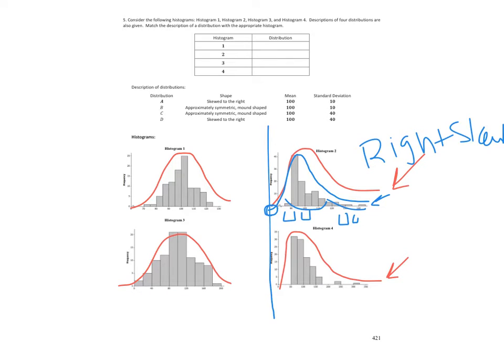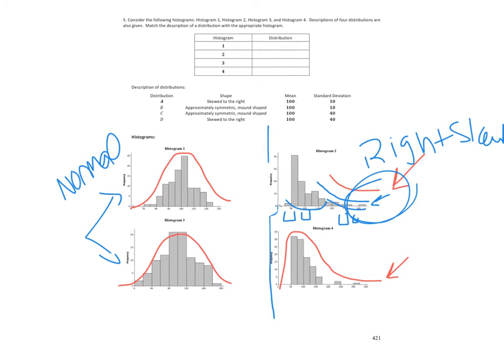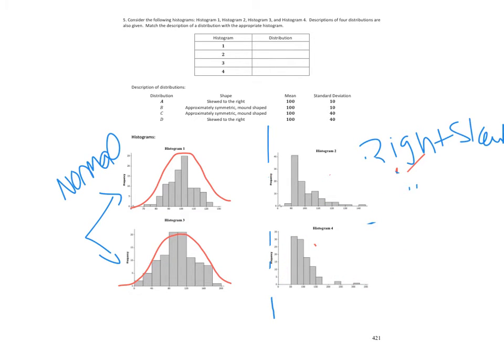And then this is normal. Okay. So again, the normal was the bell shape, and this right skewed has that tail to the right. Okay. So now what we're going to do is analyze these bell curves and try to figure out where the center is and where the spread is.